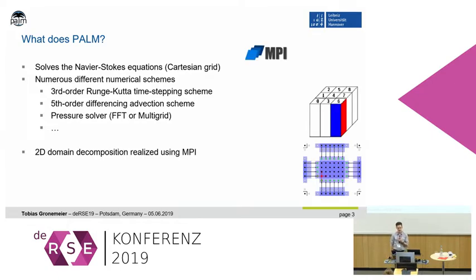To run PALM, we use a 2D domain decomposition realized using MPI. So if you think of this block being the atmosphere, then we divide the atmosphere into these vertical columns, and then one core, one CPU, solves all the equations within this column, and then we use MPI to communicate between the different cores.